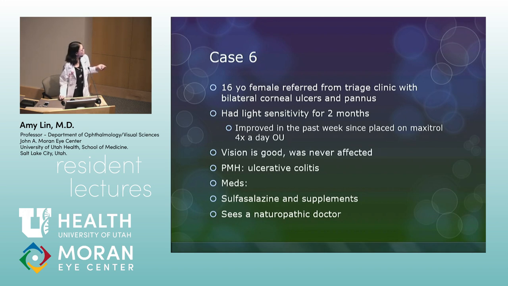So this is a 16-year-old female referred from triage with bilateral corneal ulcers and pannus. She's had light sensitivity for 2 months, and improved in the past week since she was in a triage clinic and was put on Maxitrol. Her vision was good, never affected. She's never worn contact lenses ever. Has a medical history of ulcerative colitis, and her meds include sulfasalazine, supplements, and she sees a naturopathic doctor.